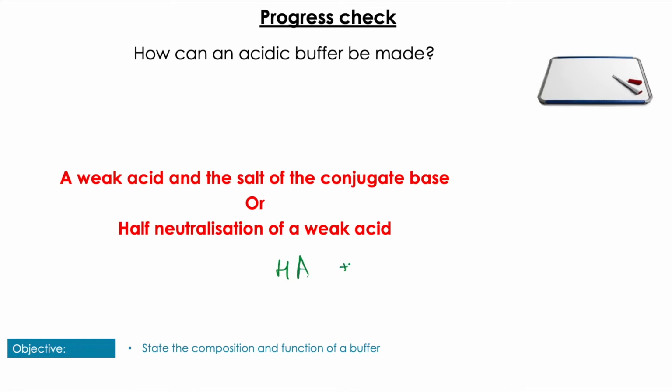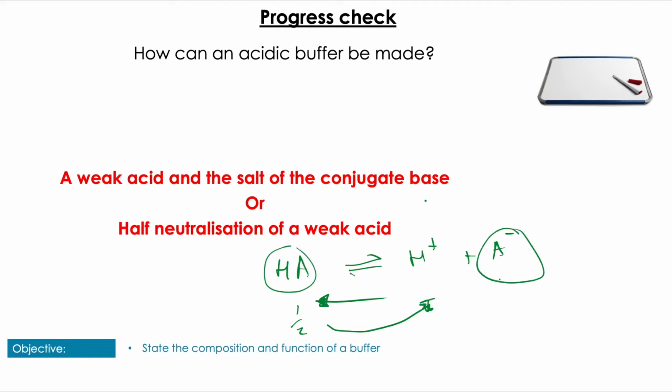So the half neutralization of a weak acid basically works on the principle that the equilibrium of a weak acid lies over to the left-hand side. So what you do is you add half the amount of moles of base to half neutralize it, which will give you an equal concentration of your A- and your HA by shifting the equilibrium to the right-hand side.